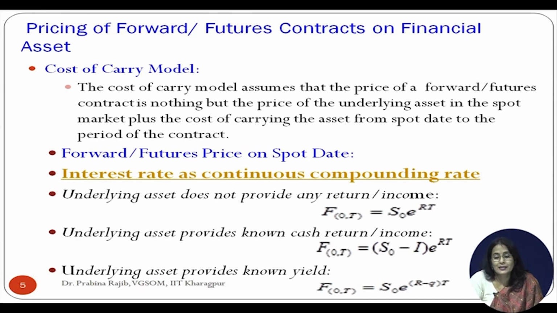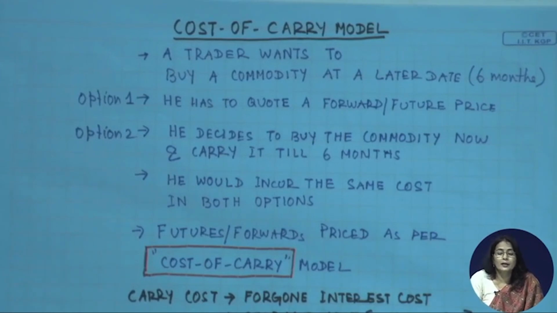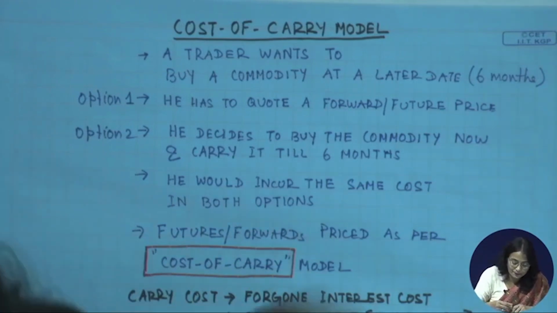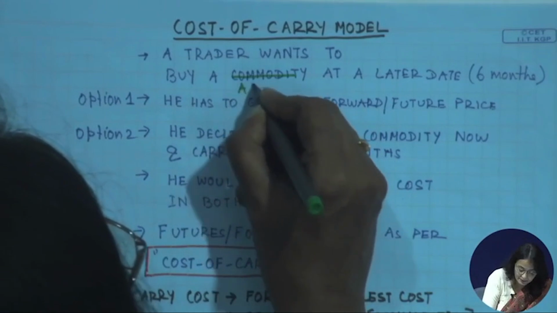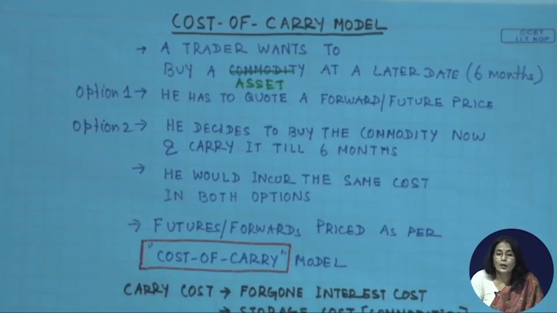So what exactly is a cost of carry model? Let us focus on a brief understanding of a cost of carry model. Let's say a trader is interested to buy an asset. It could be any asset. A trader wants to buy an asset at a later point of time, let's say after 6 months. So what are the options he has? He has two options in his hand.